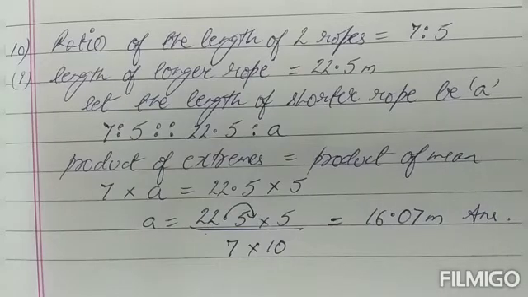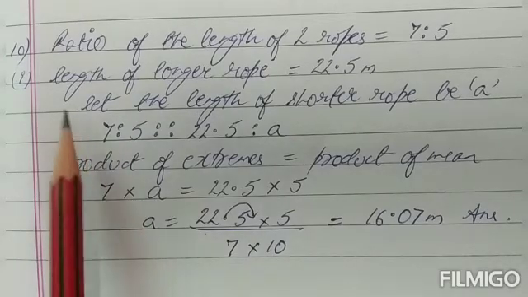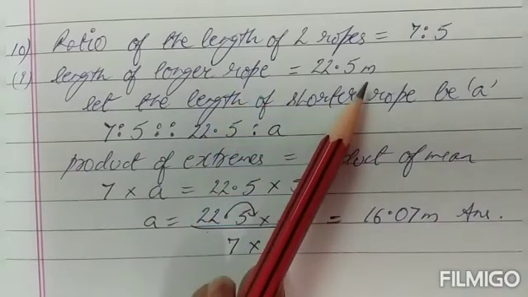Coming to the 10th question, children. The lengths of two ropes are in the ratio 7:5. You have to find the length of the shorter rope if the longer rope is 22.5. Now in this one also there are two parts. I am explaining you the first part, the second one can be done in the same way. Now let's see. The length of the longer rope is 22.5.